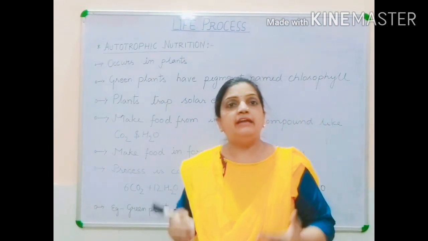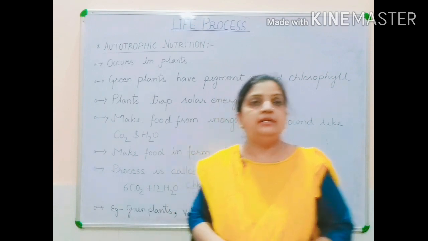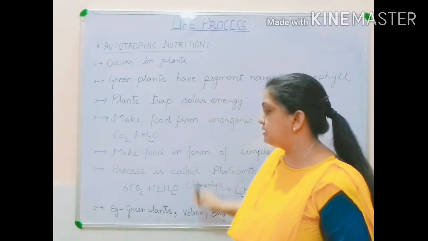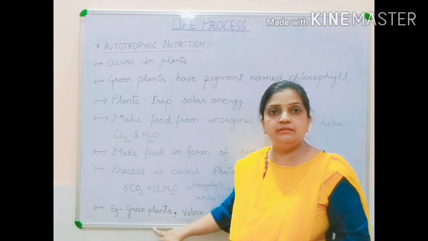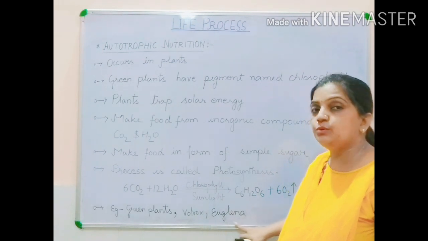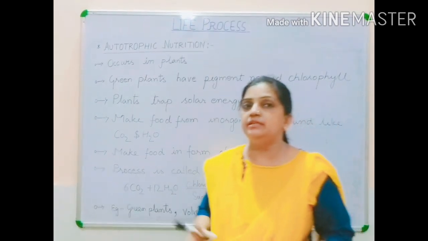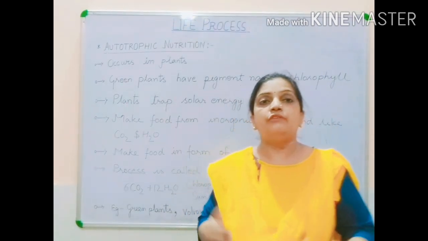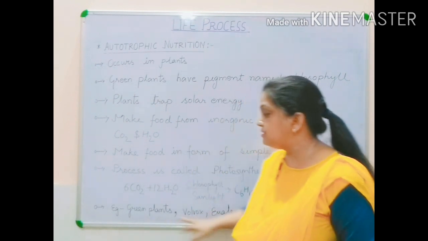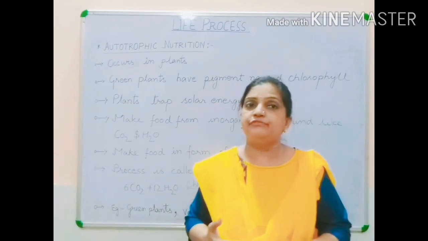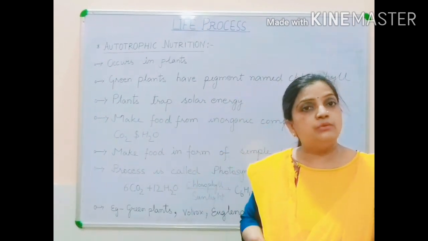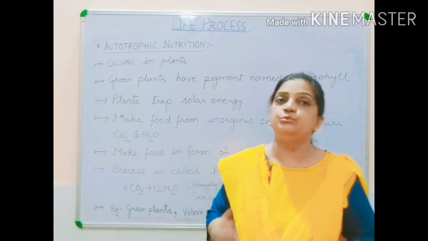Now children, in which group of organisms does autotrophic nutrition occur? It occurs in the group of green plants and some protistans like Volvox and Euglena. These are the common examples where autotrophic nutrition occurs, where these organisms prepare their food by themselves. Now the question arises, how do these organisms make their food?